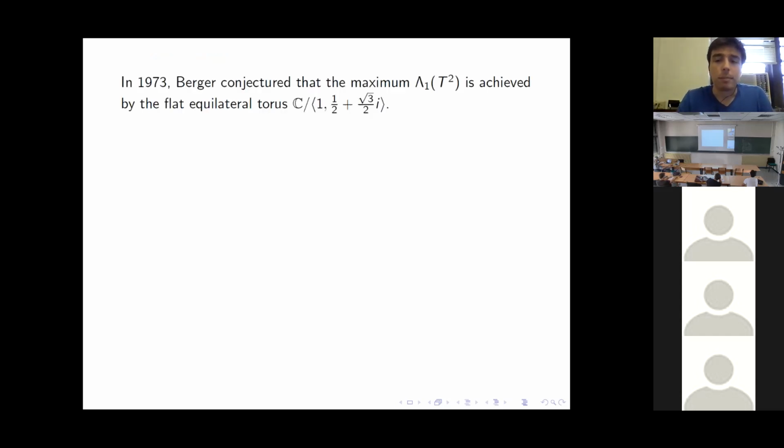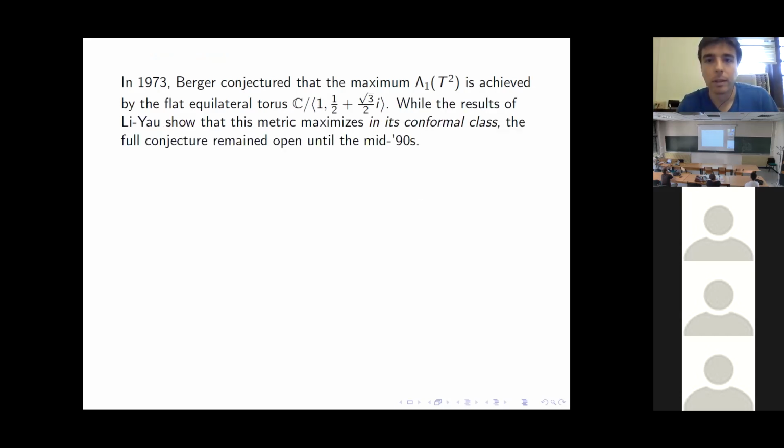And so by playing around just with the flat metrics, he was led to conjecture that the maximum should be achieved by the flat equilateral torus, where we're taking C and modding out by the lattice generated by 1 and 1/2 plus root 3 over 2 times i, right? So we have our fundamental domain is this rhombus.